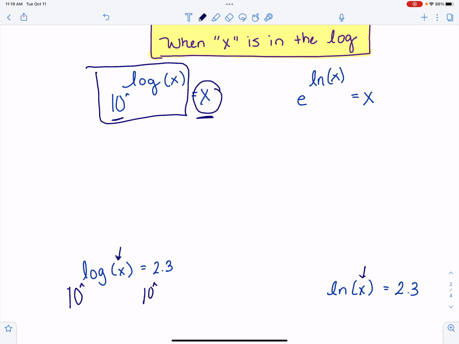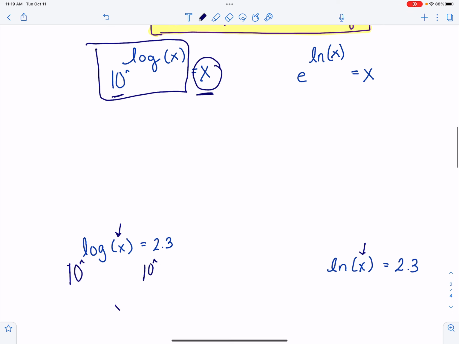You would have learned this at some point. It would have been in the list of identities at the back of your course, something like that. But when it's like that, that means x equals 10 to the 2.3. And you can put those numbers in a calculator and solve it, no problem.